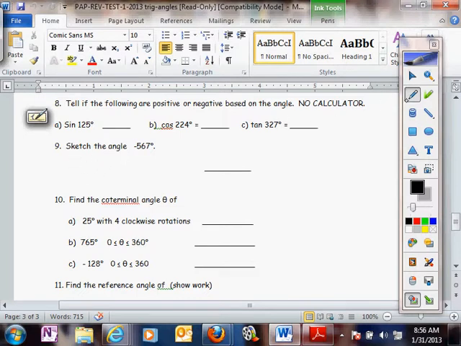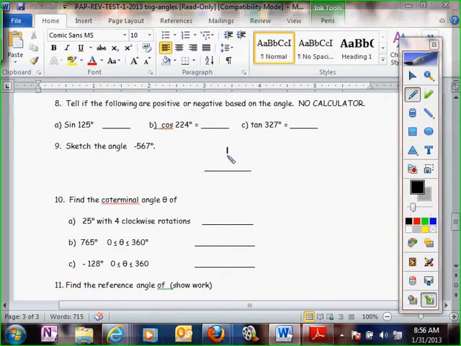Number 9, sketch the angle. Here's my coordinate plane. It's negative. I'm going in this direction. One time around, that's 360. And I just keep going until I find 567. If I go 90 more from 360, that's 450. If I go 90 more from 450, that's going to be 540. And I need 27 more, so it's going to put me up here in quadrant 2. And that's how that works.